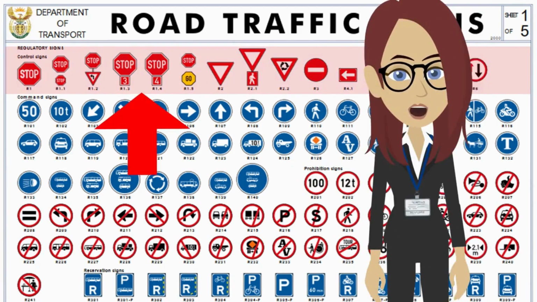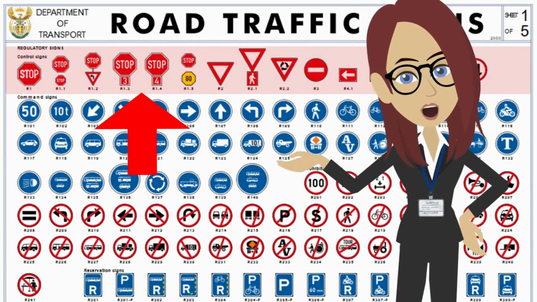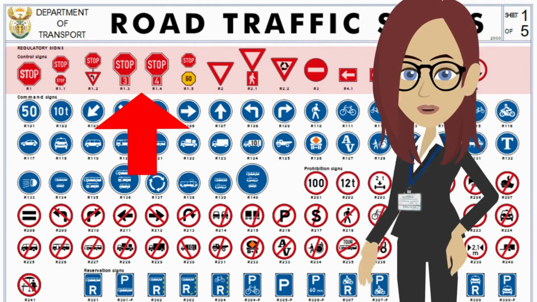First, under regulatory signs, we have control signs. As you can see, they come in a variety of shapes. They are red and white in color, except for the temporary go sign. Sometimes there is a black symbol on the sign. These signs control the flow and movement of traffic and must be obeyed.